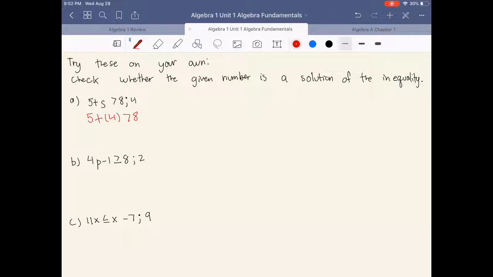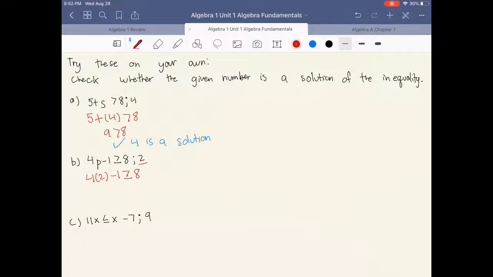So 5 plus 4 gives us 9. And is that greater than 8? 9 is greater than 8. Yes, it is. So that means 4 is a solution for letter A. Does that make sense? Okay. Now, let's go to letter B. So we're replacing p with 2. So let's go. 4 times 2 minus 1 is greater than or equal to 8.